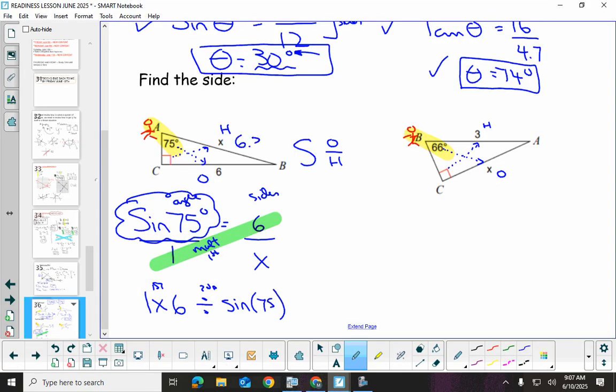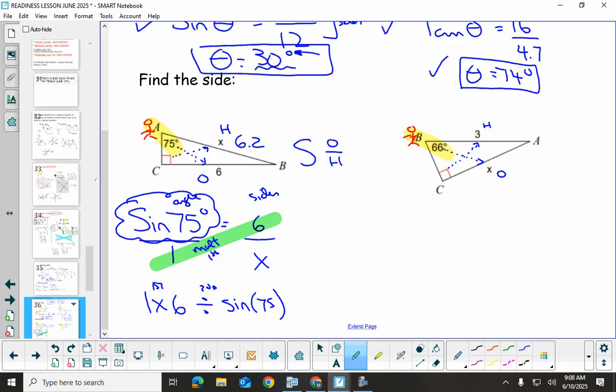Now, a couple things with this. We were looking for the hypotenuse. What do you know about the hypotenuse compared to the other sides? It has to be the longest. So if I'd ended up with, let's say, 4.7, do I know I've screwed up? Yes. Okay.